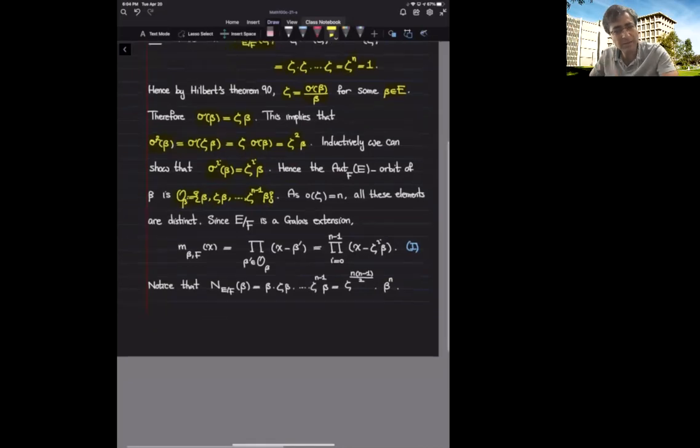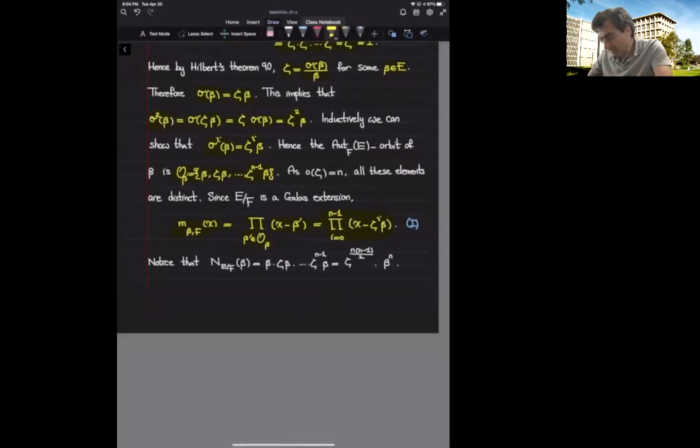Remember, this orbit is enough to understand the minimal polynomial of beta over the base field capital F. Because E over F is a Galois extension, the minimal polynomial of beta over F is the product of x minus beta prime as beta prime ranges inside this orbit. So this product gives me the minimal polynomial of beta over F. So I need to understand this product. Remember, we had this kind of decomposition earlier when we studied Kummer extensions, and these were related to x to the n minus some element inside the base field.